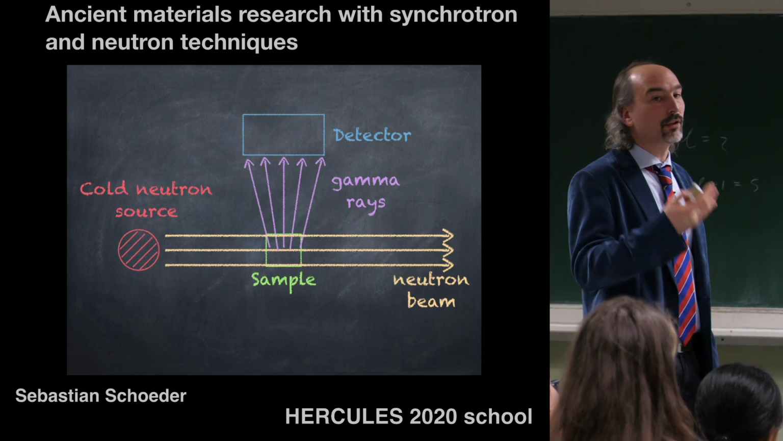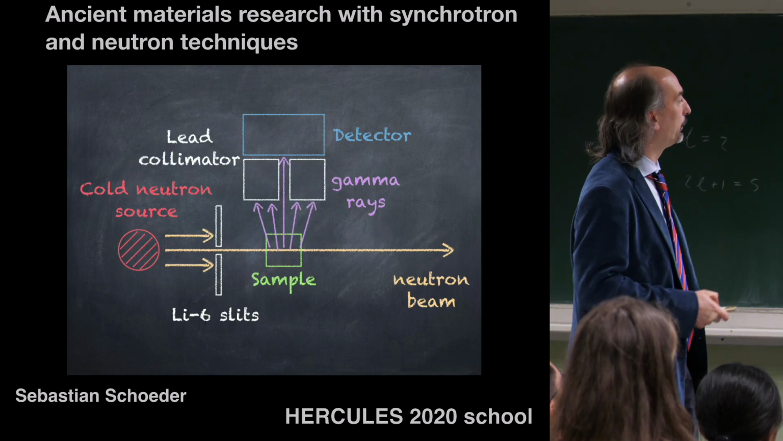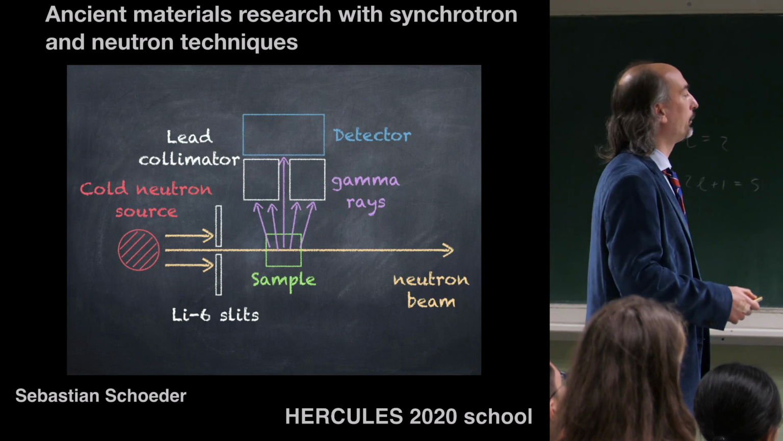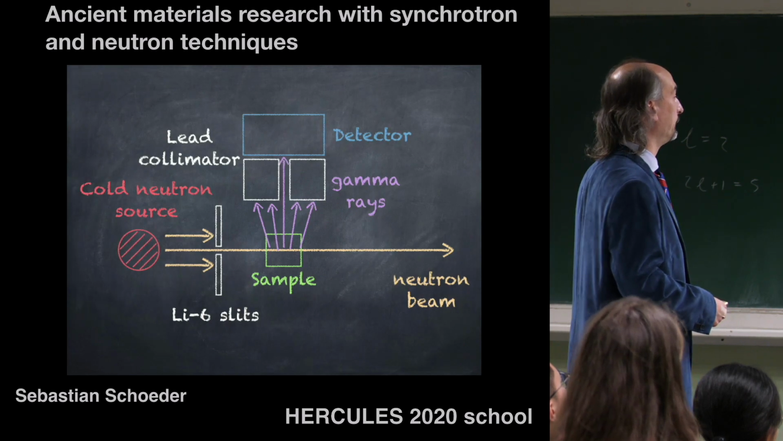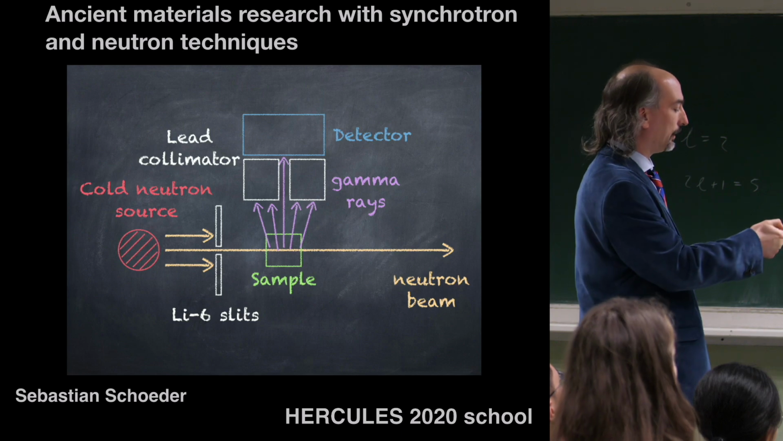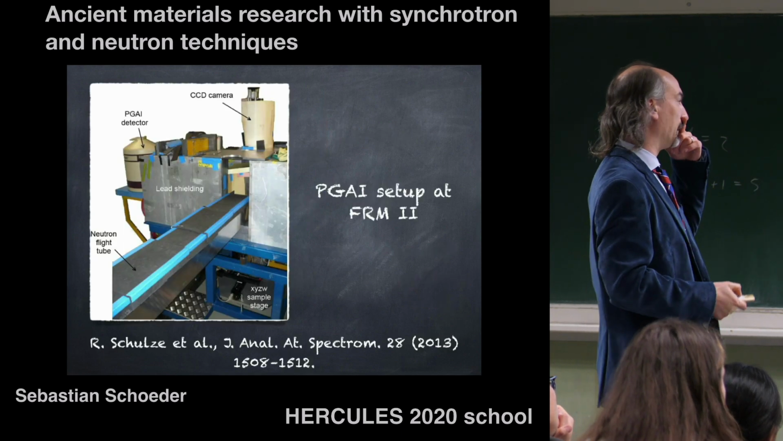Now, you can do this also in imaging mode, by slitting down the beam here and then putting a lead collimator in front of your detector. And now you know that all the photons that you're going to collect are from this volume element here in the center. And then you just scan your sample through the beam, and so you can get a 2D or 3D analysis of your sample.